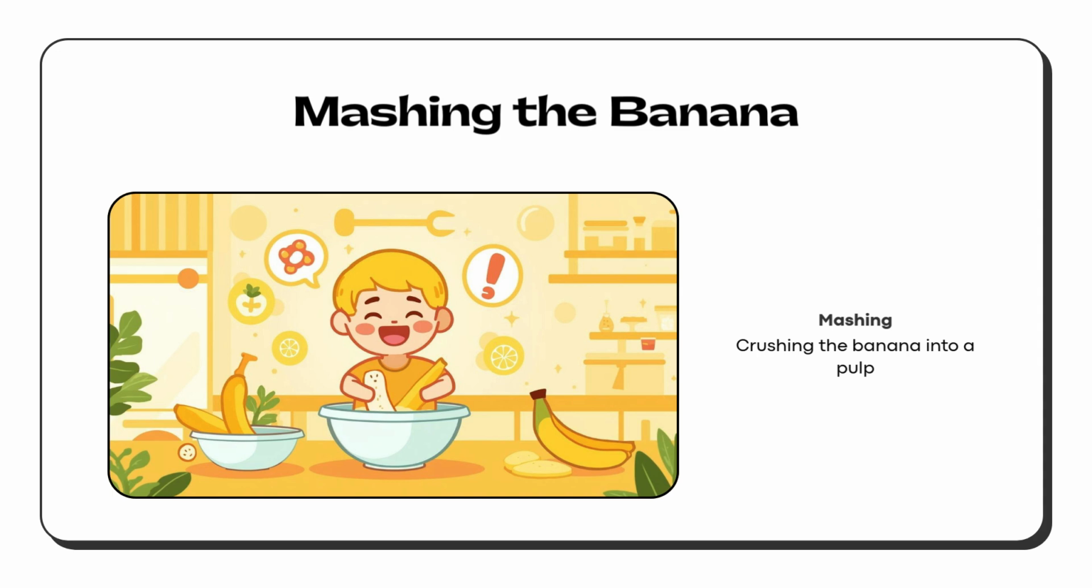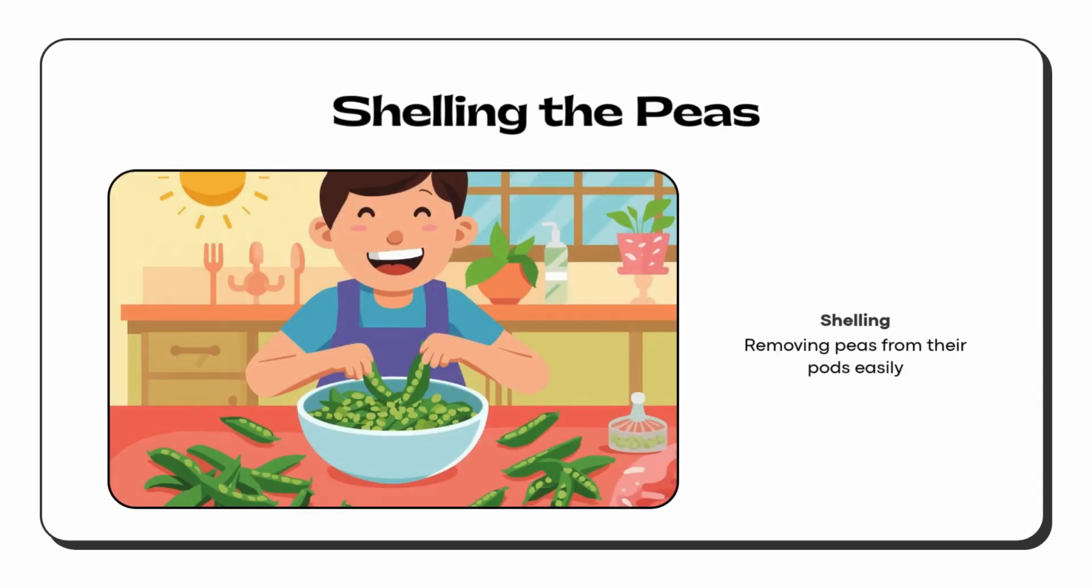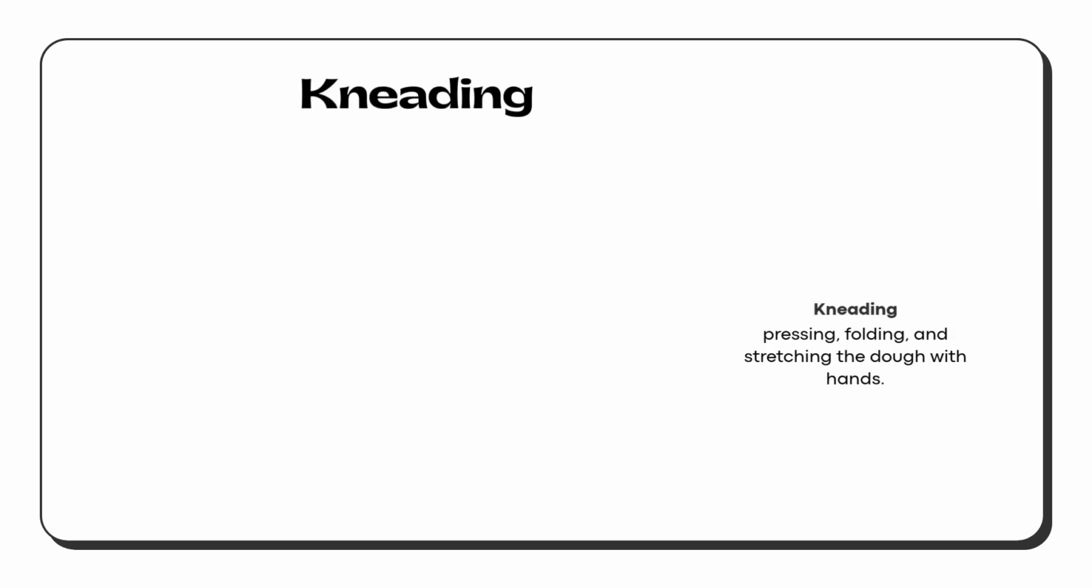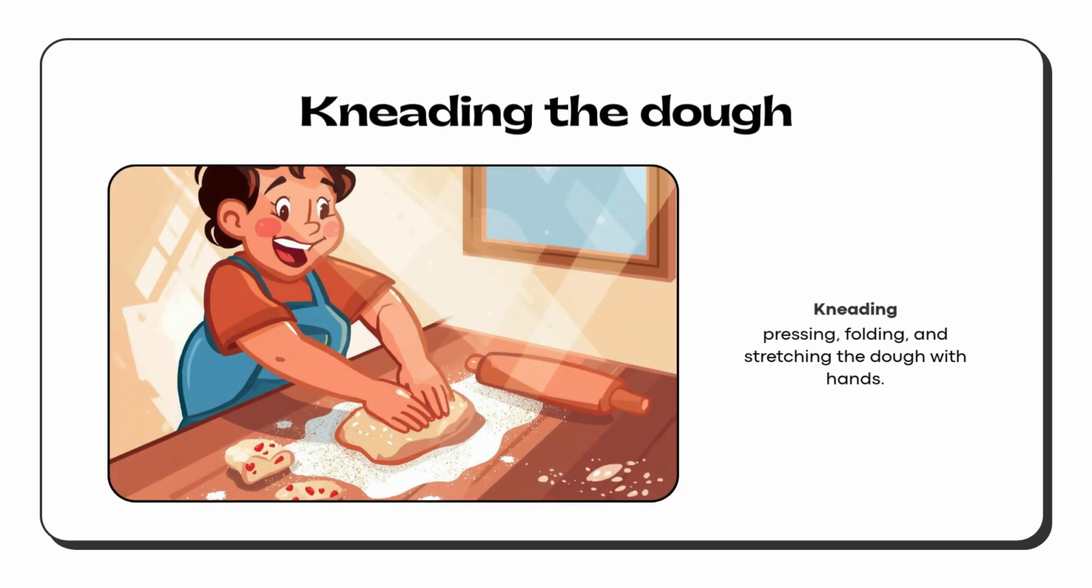This action is called mashing the banana. Mashing means crushing the banana into a soft paste. This action is called shelling the peas. Shelling means removing peas from their pods. This action is called kneading the dough. Kneading means pressing, folding, and stretching the dough with hands.